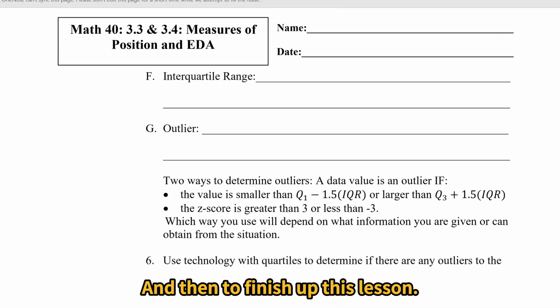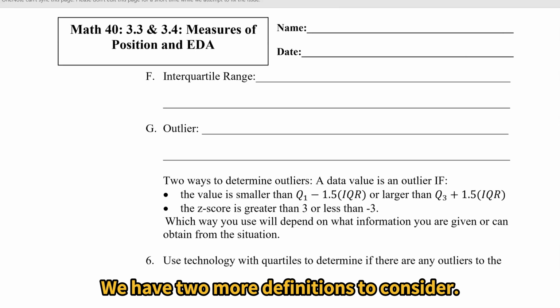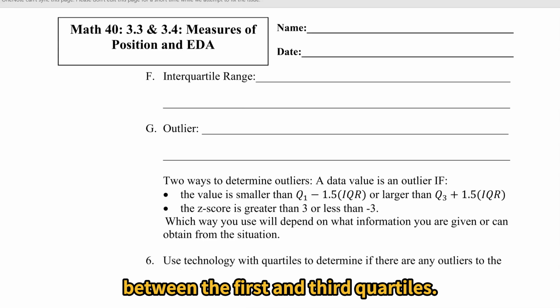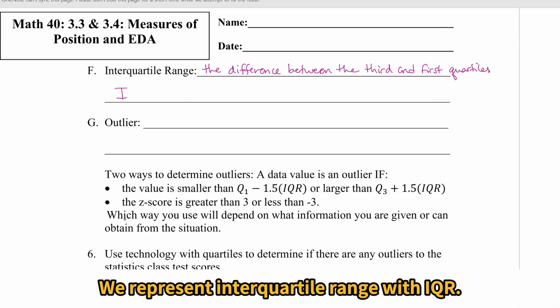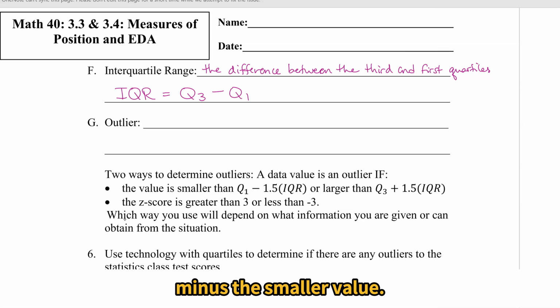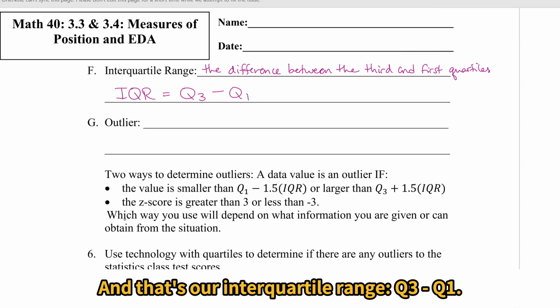And then to finish up this lesson, we have two more definitions to consider. The interquartile range is the difference between the first and third quartiles. We represent interquartile range with IQR, and we always take the larger value minus the smaller value. And that's our interquartile range, Q3 minus Q1.